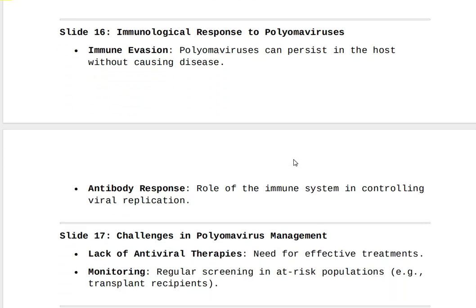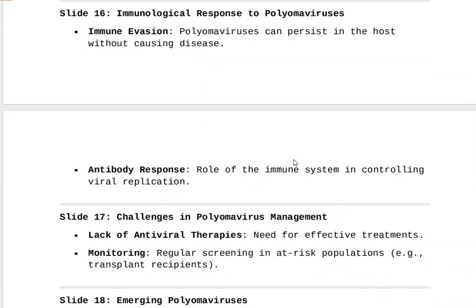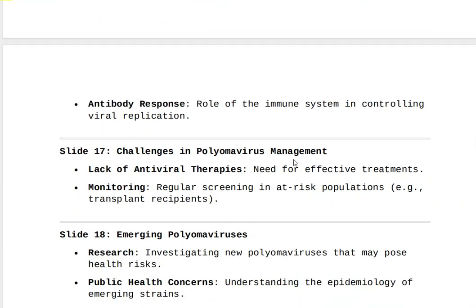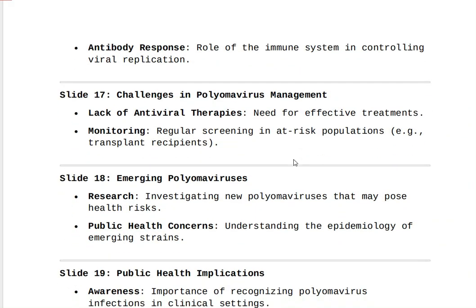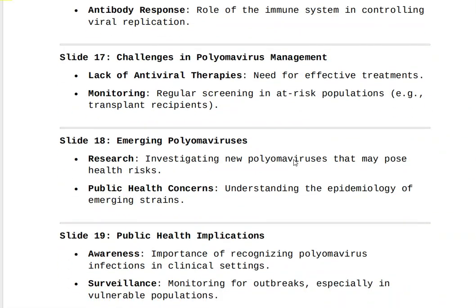Slide 16, immunological response to polyoma virus. There is also immune evasion, so that means they remain undetected by the immune system because they are present without causing any disease. The immune system is also responsible for producing antibodies, and since it's unable to detect the infection, the antibody response may be delayed. Lack of antiviral therapies is one of the challenges that we face.